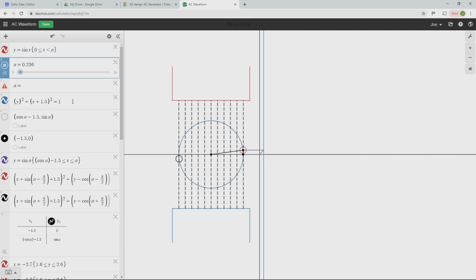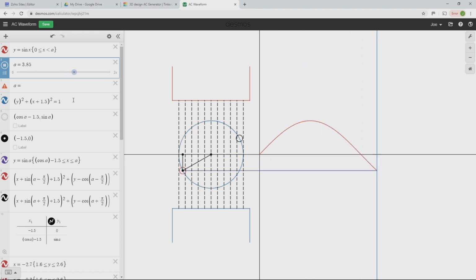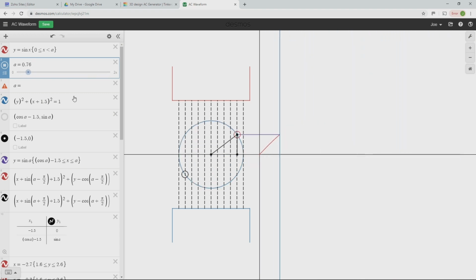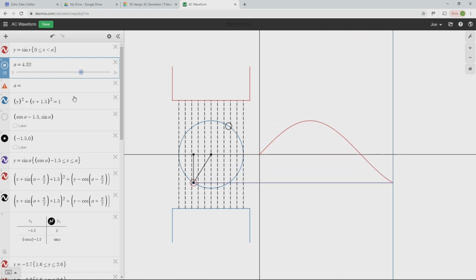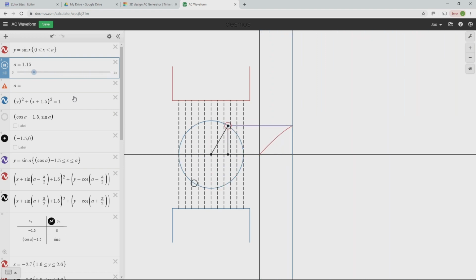So I hope this video has been of some assistance to you, and hopefully it will help you to understand in a little bit more detail some wave diagrams and phasor diagrams that we'll be looking at in a future video.